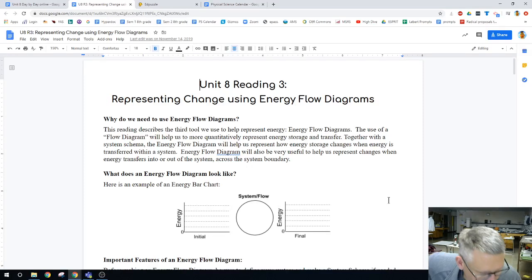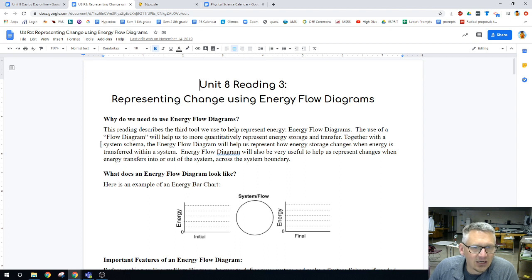Unit 8, Reading 3: Representing Change Using Energy Flow Diagrams. Why do we need to use energy flow diagrams? This reading describes the third tool we use to help represent energy flow. The use of flow diagrams will help us to more quantitatively represent energy storage and transfer.